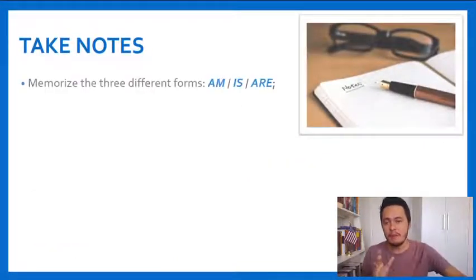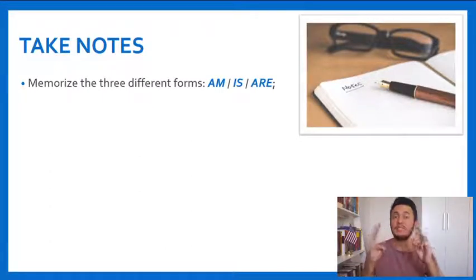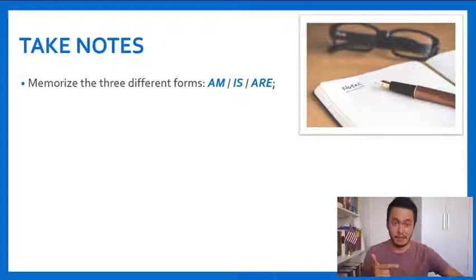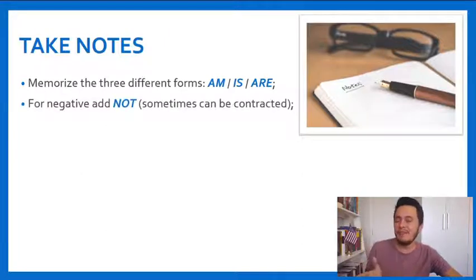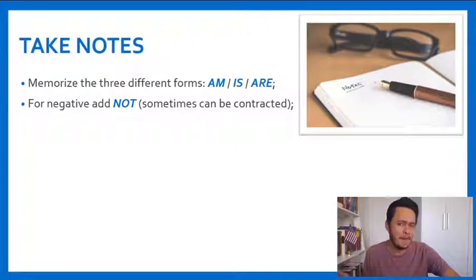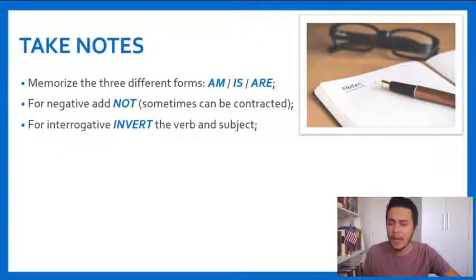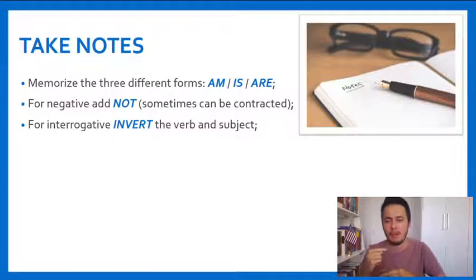So the first thing about verb to be, memorize the three different forms, am, is, are. Number 2, for negative you add not, and sometimes it can be contracted like isn't, aren't, not for am, okay? You don't have a contraction for am, amn't, okay? Am not, separate. For interrogative, invert the verb and the subject.